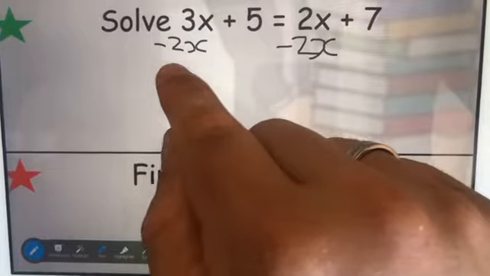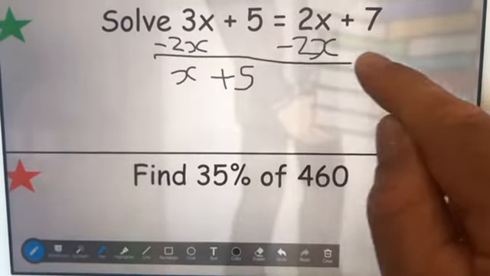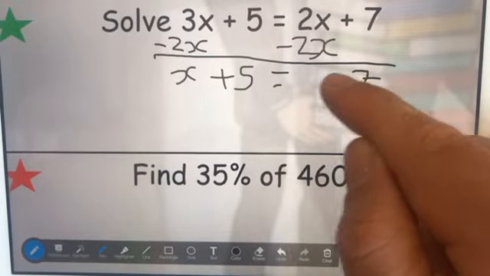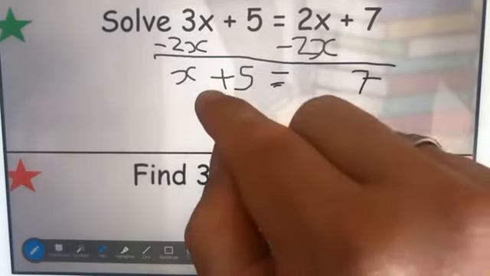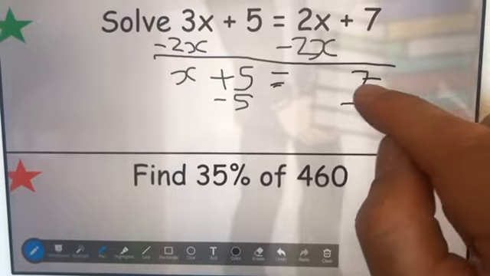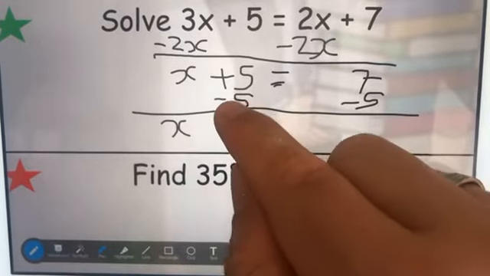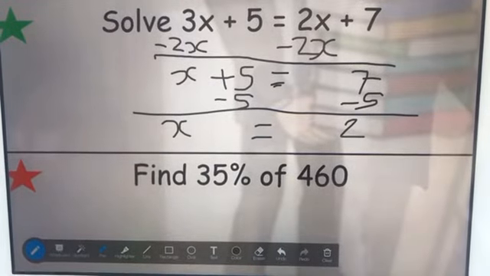3x take away 2x is 1x, plus 5 moves straight down. I'm going to draw a line in there. 2x take away 2x is nothing. 7 just moves straight down. So you end up with x plus 5 equals 7. Again, this is easy solving equations. I'm going to take away 5 from both sides now. Draw another line in. x moves straight down. 5 take away 5 is nothing. 7 take away 5 is just positive 2. So x equals 2, for 3 points.